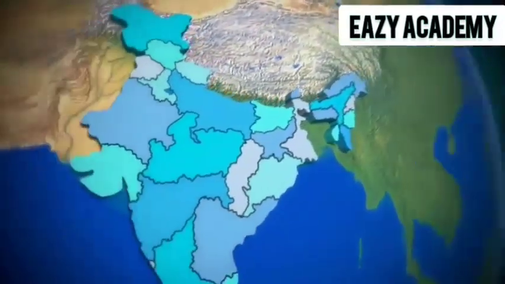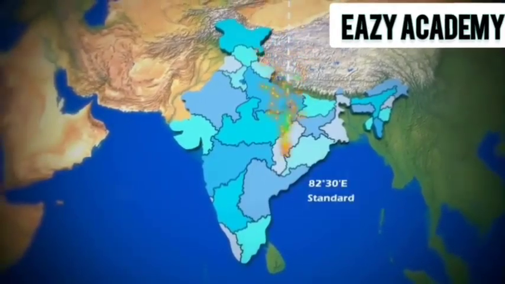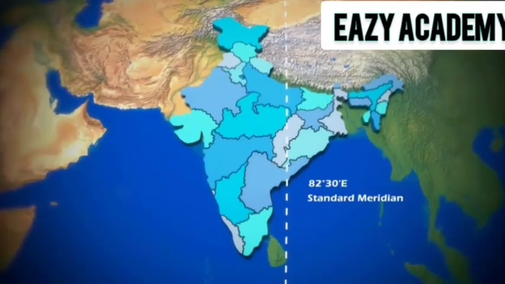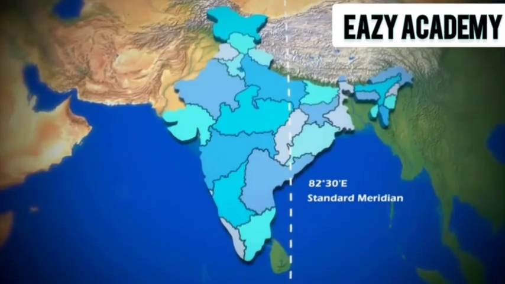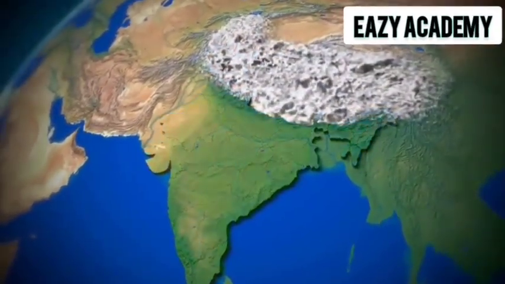Therefore, in order to avoid the difference in time, 82.30 degrees east has been selected as the standard meridian of India, which passes almost from the center of longitudinal extent. The size of India has empowered her with great physical diversity.